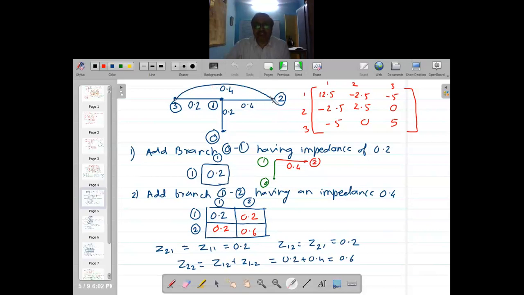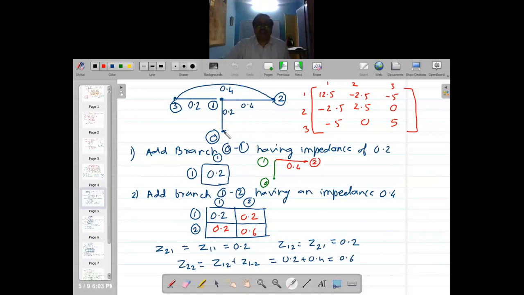The branches and links are shown here. So what we do is first we add a branch between 0 and 1. So 1 is the new node and that is the only node. So initially there will be only 1 by 1. And the reference node we don't count.